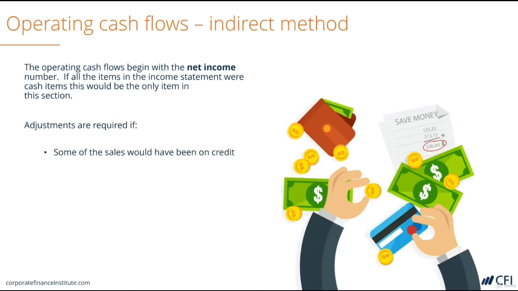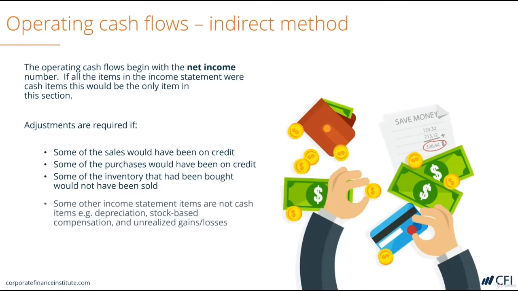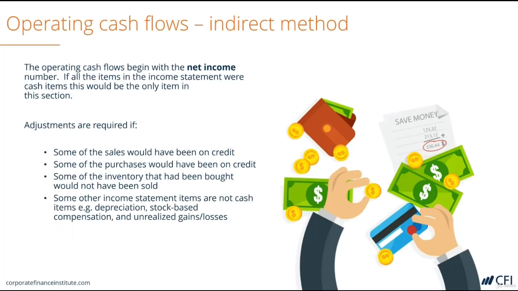If sales were made on credit to customers, there's going to be an accounts receivable balance, and that means cash flow does not match revenue. If purchases were made on credit, there's going to be an accounts payable balance, and that means that expenses do not match cash flow. If inventory was purchased but not sold in the period, that would also make a difference between cost of goods sold and the actual cash flow. There are other income statement items as well that are non-cash expenses.